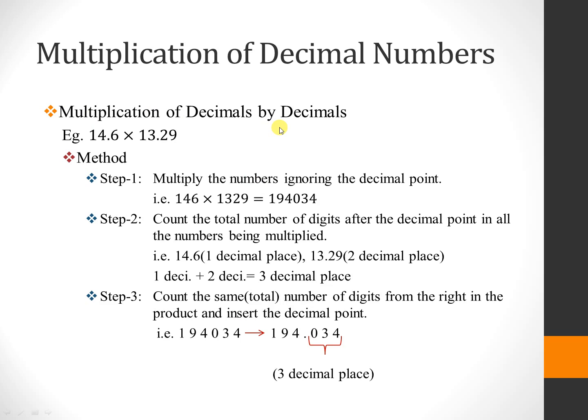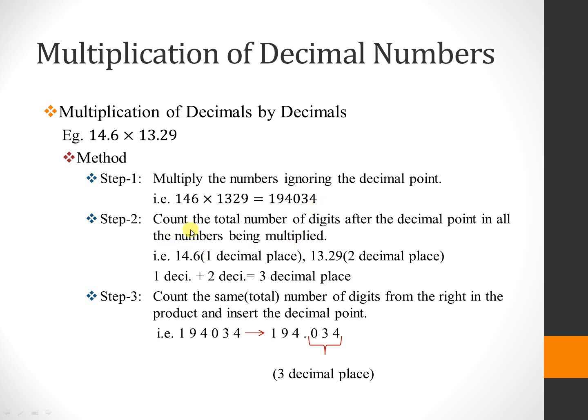Okay, next, multiplication of decimals by decimals. Now, multiplication of two decimal numbers. Example: 14.6 multiplied by 13.29. Let's follow the method. Step 1: multiply the numbers ignoring the decimal point. That means we take them as whole numbers and multiply them. Here 146 multiplied by 1329. We have done it, and we get the product 194034.